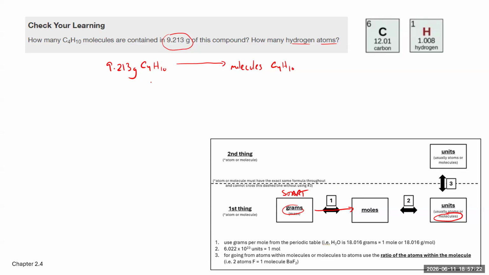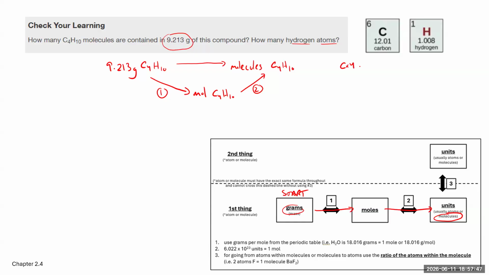So we need to go moles of C4H10. And then we go again, if you get molecules, we have to use the Avogadro's number, and we go here, right? That's going to be a one-step and a two-step conversion. So let's try that out.